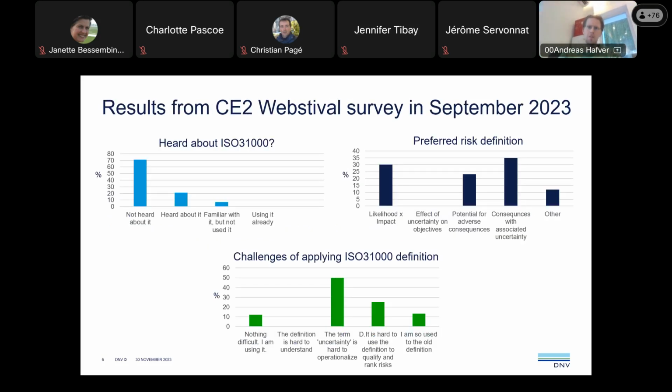We asked at the Climate Europe Webstival in September, first of all, have you heard about this ISO 31000 risk management standard? And most people had not heard about it. When we asked about the preferred risk definition, nobody answered that they preferred the one from ISO 31000, which is effect of uncertainty on objectives. The ones that were most preferred were likelihood times impact, and consequences with associated uncertainty. And when we asked what do you see as the challenges of applying this ISO 31000 definition, the top answer was that the term uncertainty is hard to operationalize. But also that it's hard to use the definition to qualify and rank risks. So I'll try to address this a little bit in this talk.